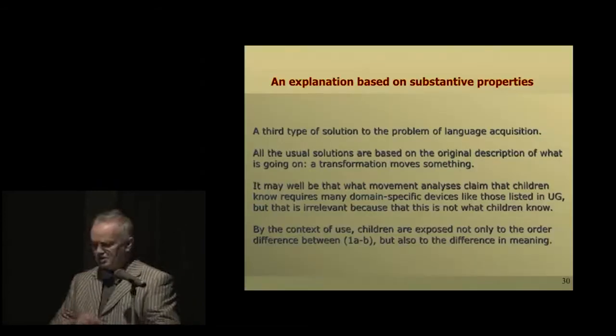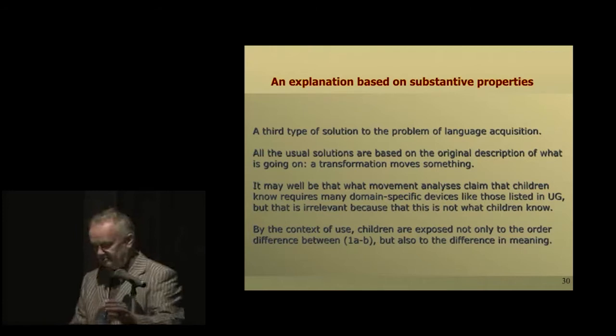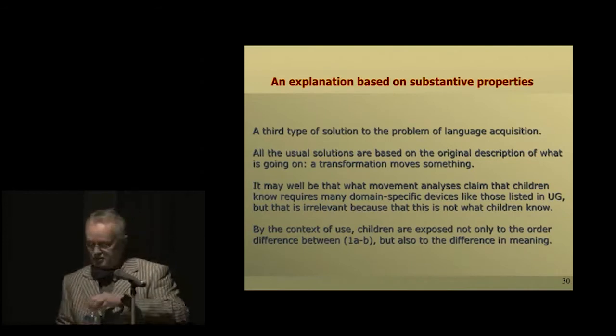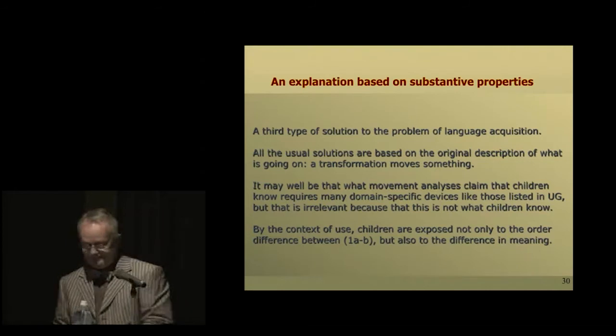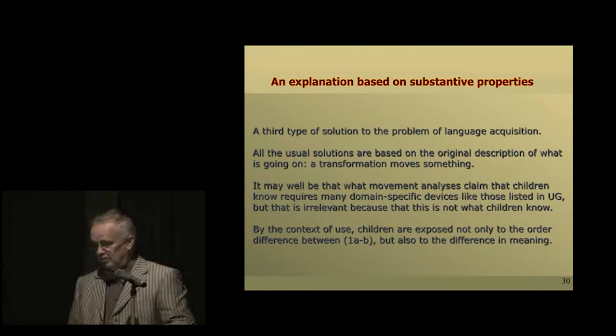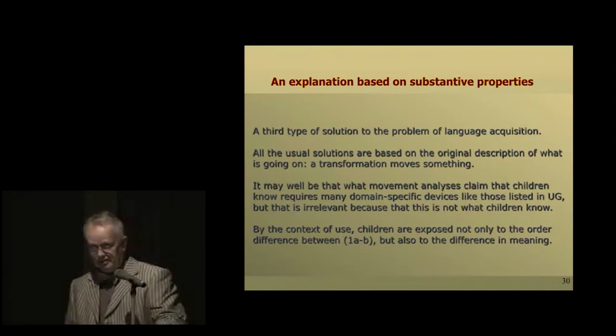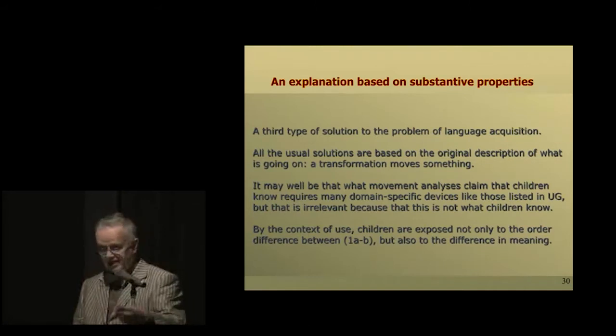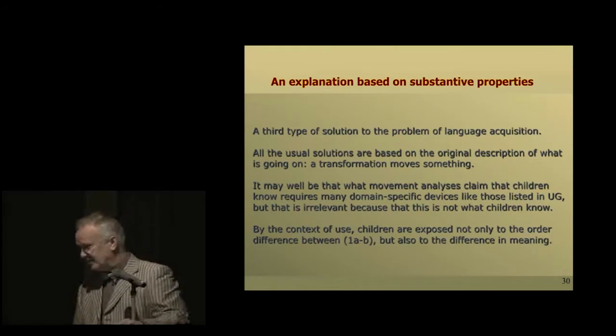So I now turn to a tentative explanation based on substantive properties instead of listing things in UG. There's a third type of solution to the problem of language acquisition. Now, all the usual solutions, and really even those that are almost ferociously opposed to the movement analysis, assume that the original description of what is going on in pairs like I had in 1A and 1B is a fact. And they just try to explain it differently.